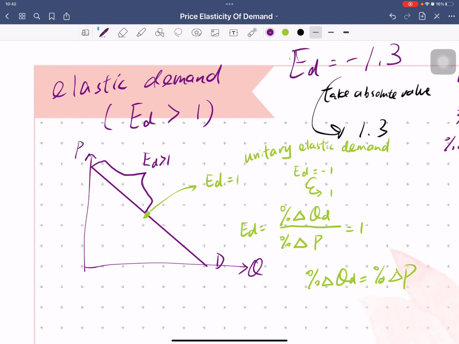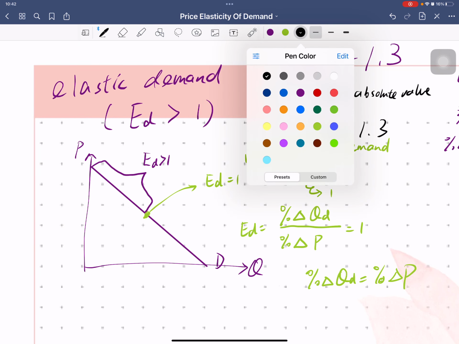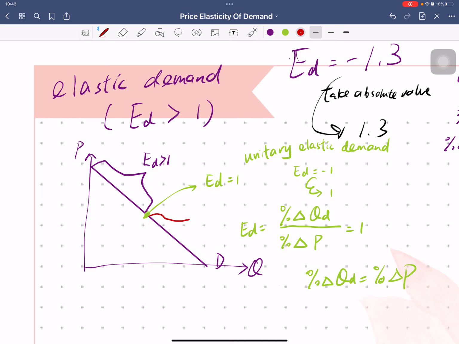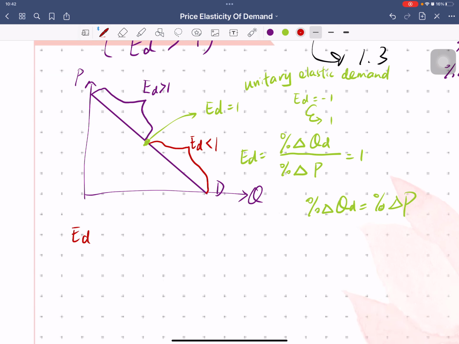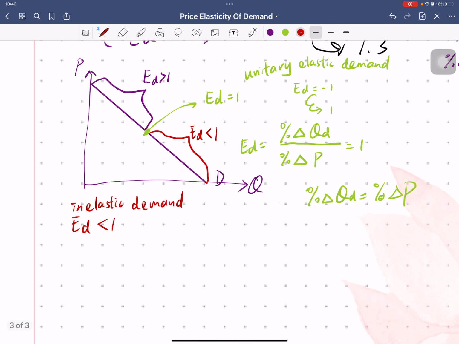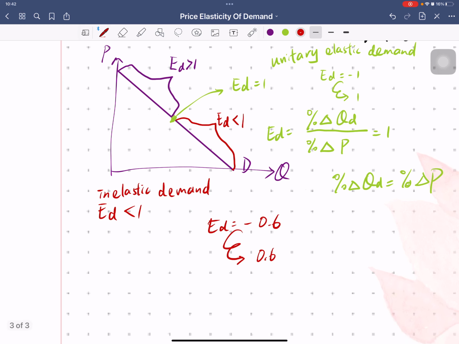Okay, so there's still one part left of this demand curve not yet explained, which is this part. For this part, the price elasticity of demand is smaller than 1. We call it inelastic demand. In this inelastic demand, after taking the absolute value, for example, you can calculate something like 0.6, just for example. Then you know that it's 0.6, which is smaller than 1, so this is the inelastic demand. So how do we interpret it?